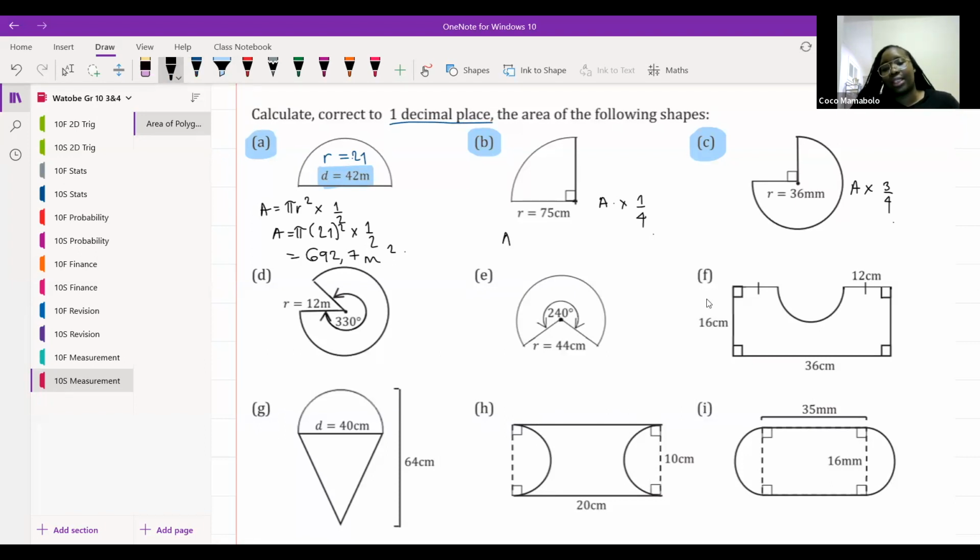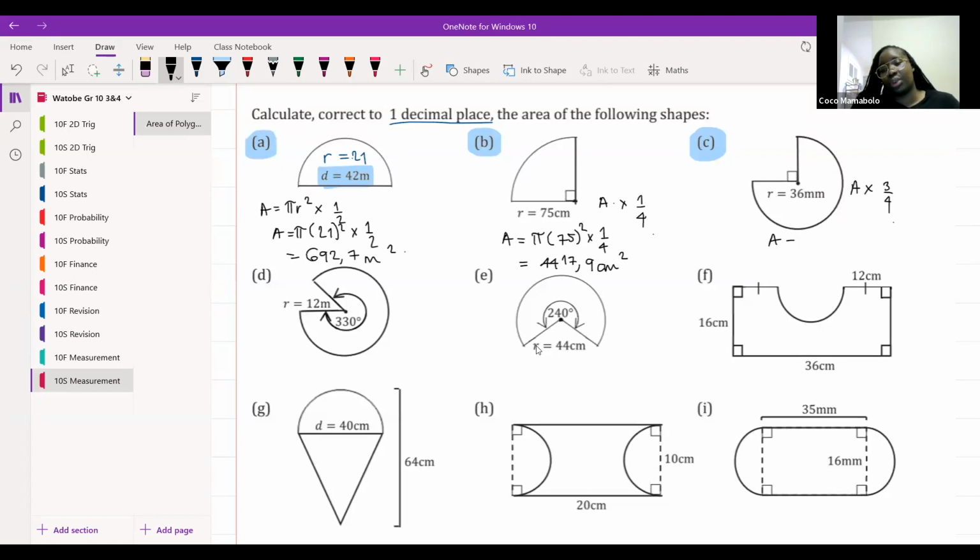Okay. The next one, we're going to do the exact same thing, guys. Area is equal to pi times our radius, which is 75, pi times 75 squared times 1/4, which is equal to 4,417.9 centimeters squared. Good. All right, well done, Pascal. See, Pascal, it's not as bad as we thought.